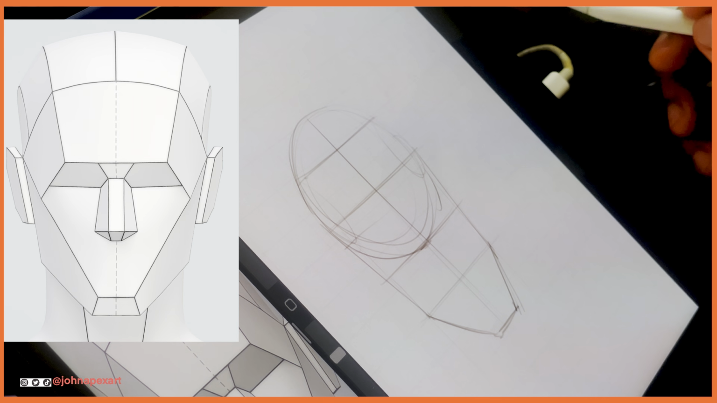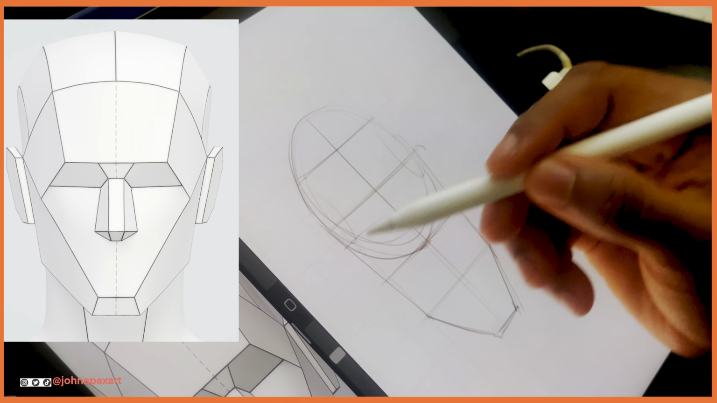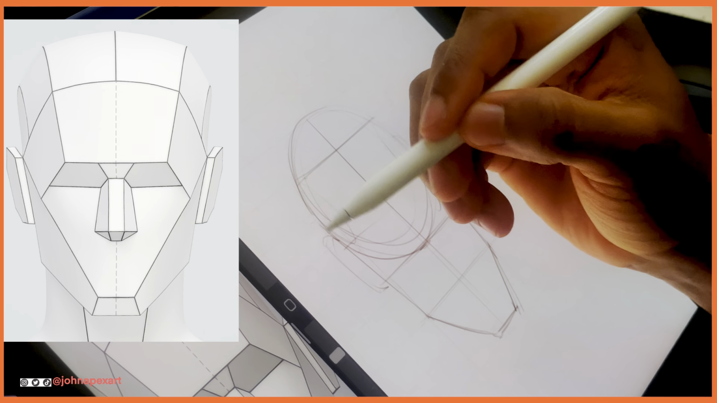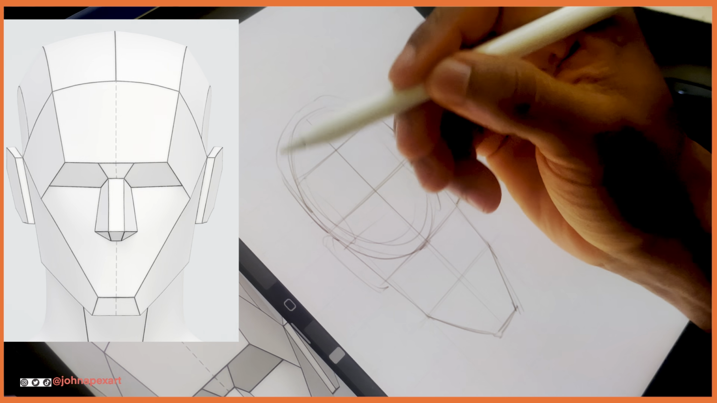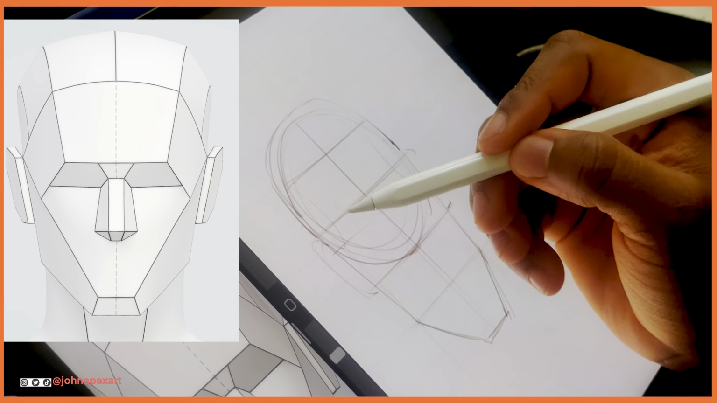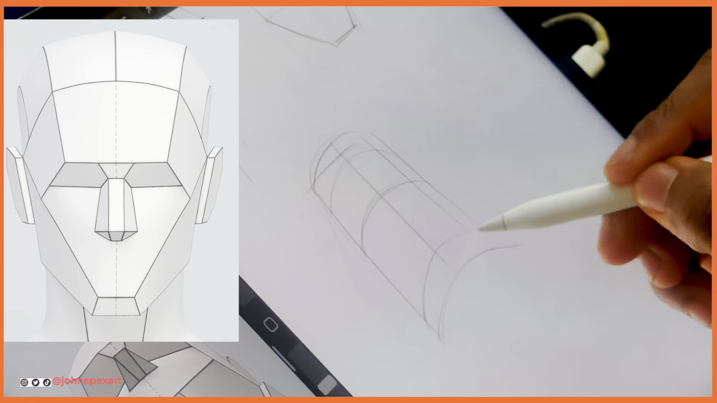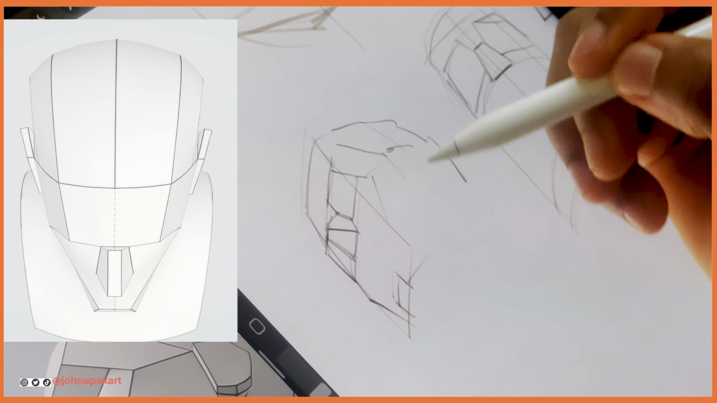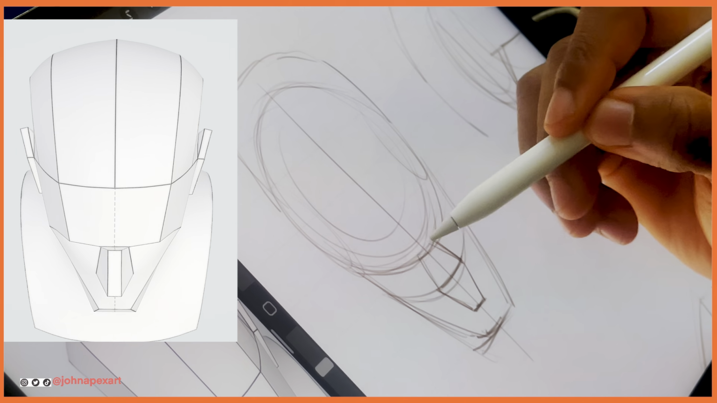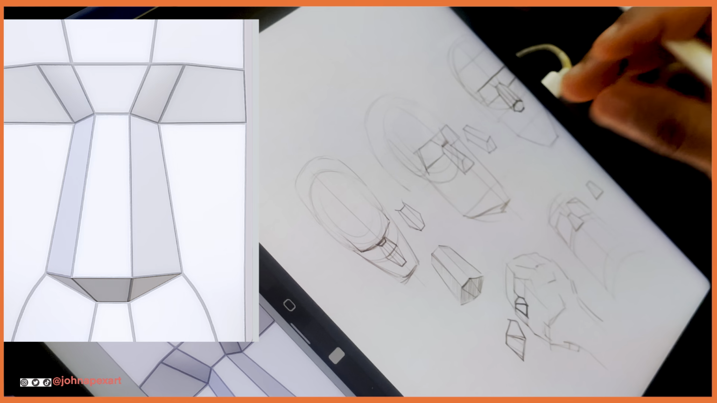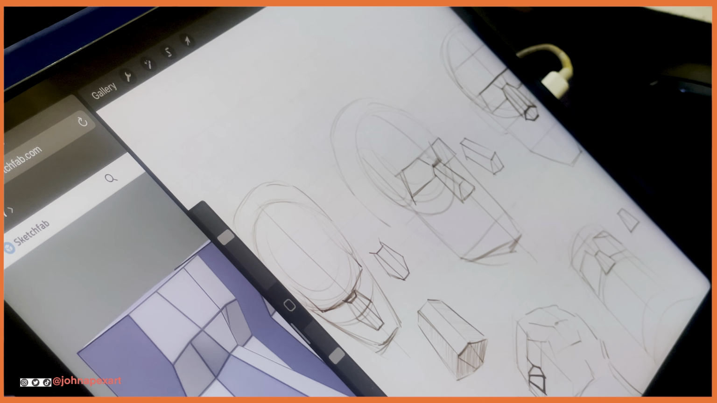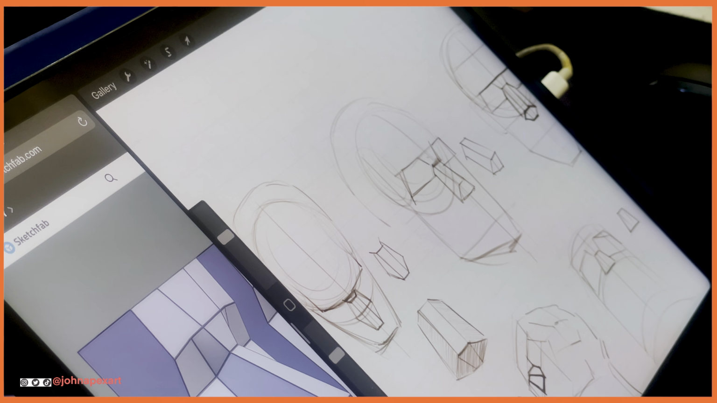The nose usually aligns with the ear. People have different ears, of course, but the nose usually aligns with the ear. In different angles, I look at structures like this, 3D structures like this, and I use that to get a much more defined structure of the nose with more planes.